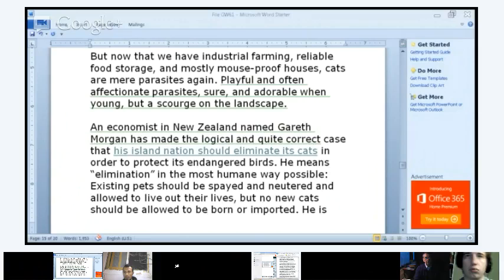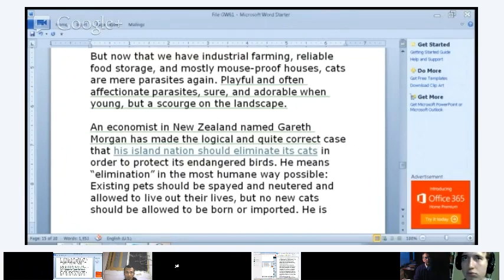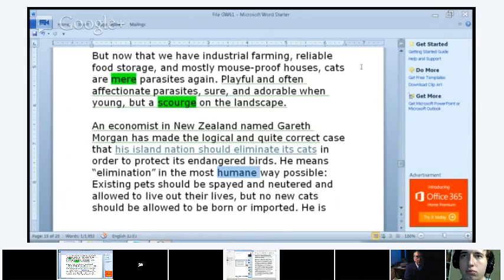But now that we have industrial farming, reliable food storage, and mostly mouse-proof houses, cats are mere parasites again. Playful and often affectionate parasites, sure, and adorable when young, but a scourge on the landscape. An economist in New Zealand named Gareth Morgan has made the logical and quite correct case that his island nation should eliminate its cats in order to protect its endangered birds. He means elimination in the most humane way possible. Existing pets should be spayed and neutered and allowed to live out their lives, but no new cats should be allowed to be born or imported.